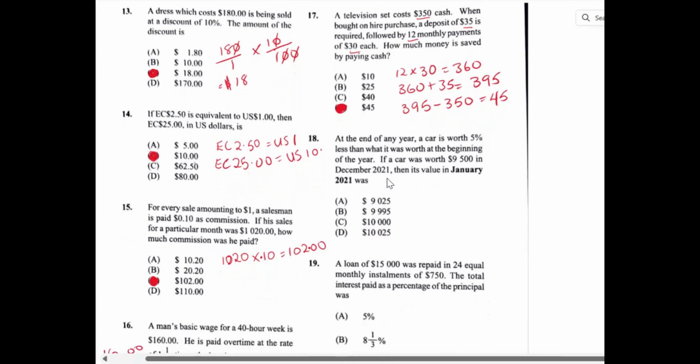Number 18: at the end of any year, a car is worth 5% less than what it was worth at the beginning of the year. If a car is worth $9,500 in December 2021, then its value in January 2021 was? So we are not going to depreciate this car by 5%, because the car was worth this in December, so they want to know the value before it was depreciated, right?